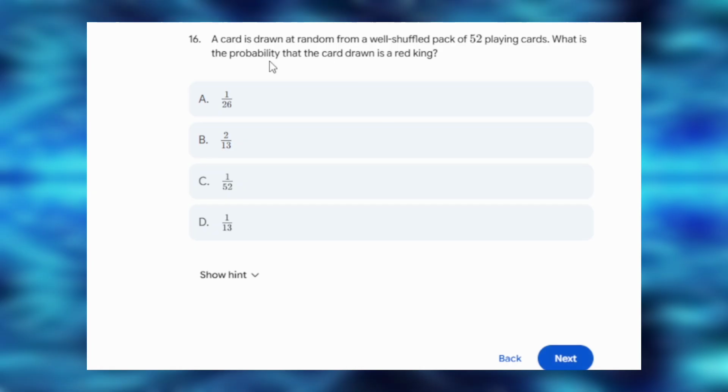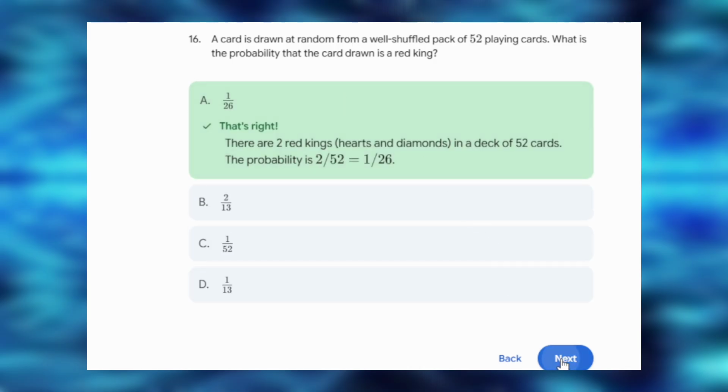Next sum. A card is drawn at random from a well-shuffled pack of 52 playing cards. What is the probability that the card drawn is a red king? Here total red kings 2, total cards 52. Favorable outcomes 2 by possible outcomes 52. By simplifying we get 1 by 26 is the correct answer.